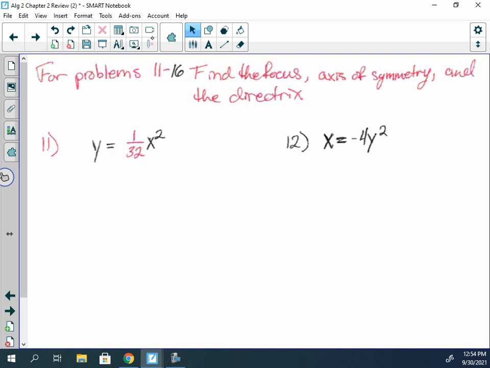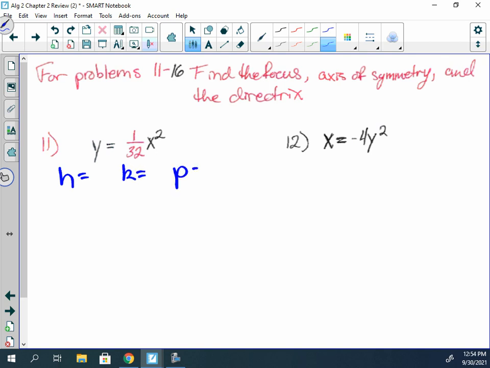So if we look at 11, y is by itself, we do have the x squared, so it is set up in the correct form. Now what we need to find is the values of h, k, and p. Now what is the value of h and k? 0, 0. Because we don't have anything added in parentheses or subtracted from x in this case, and we don't have anything added on to the end. So the only thing we really need to find is the value of p.